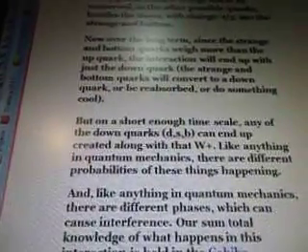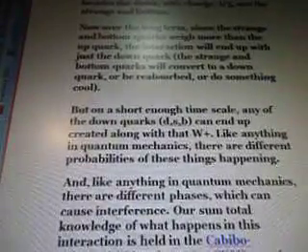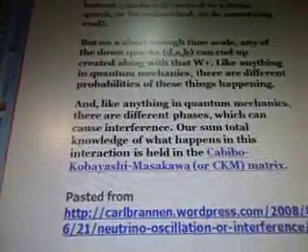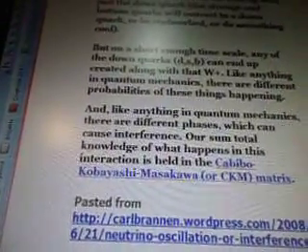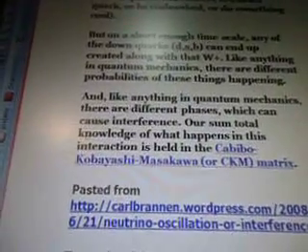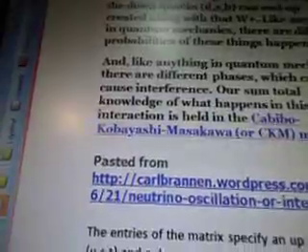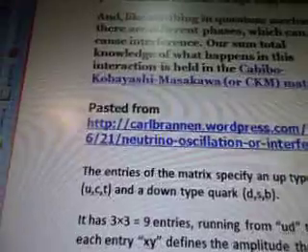But on a short enough time scale, any of the down quarks D, S, B can end up created along with the W+. Like anything in quantum mechanics, there are different probabilities of these things happening. And like anything in quantum mechanics, there are different phases which can cause interference. Our sum total knowledge of what happens in this interaction is held in the Kobayashi-Maskawa or CKM matrix. Sorry if I said it wrong.